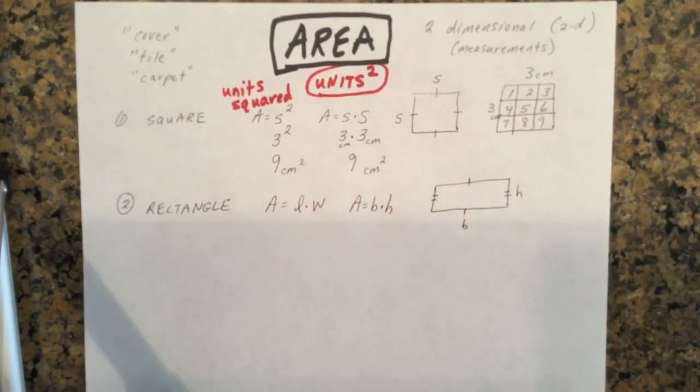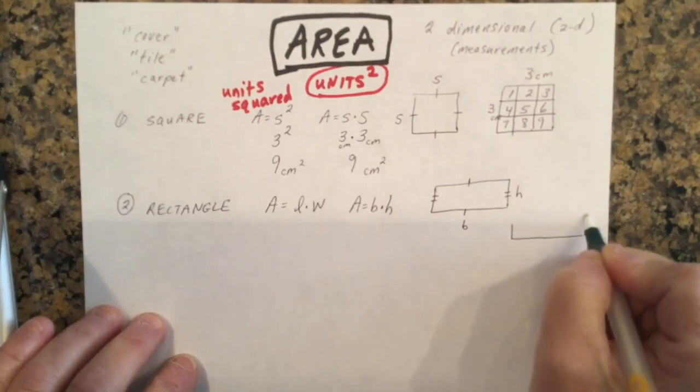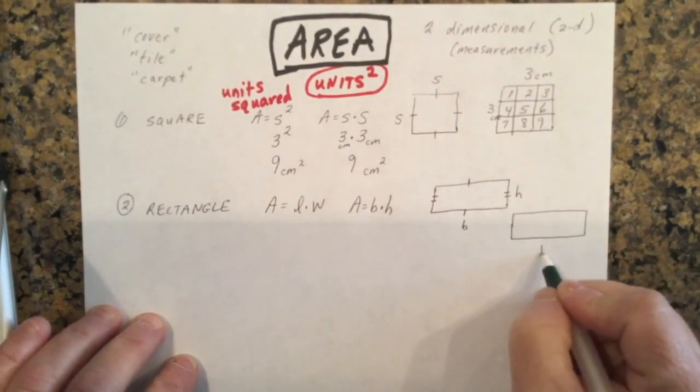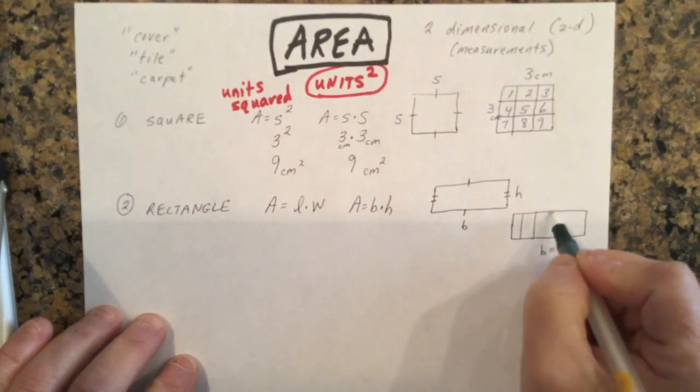Okay, all right, so if we took this rectangle and we made an area model out of it, let's just say this base is 6. That means we would have 6 columns.